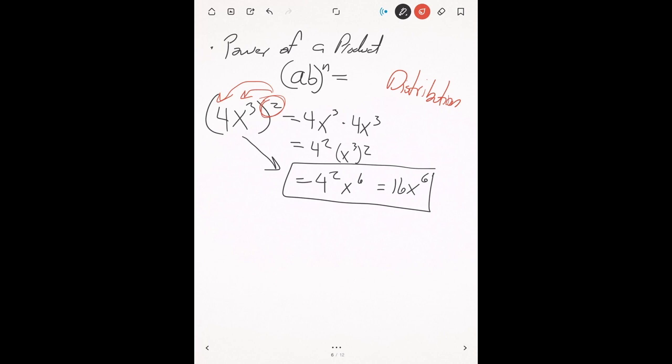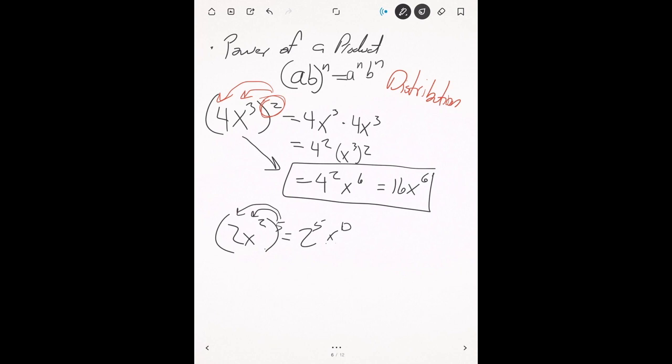So let's try another example. 2x to the second, whole thing to the 5th power. Well, that's 2 to the 5th times x to the 10th. That's it. 2 to the 5th times x to the 10th. And all we did was we took that 5, we applied it to the 2, and we applied it to the x squared. Our property says that you can take that exponent and apply it to everything in the parentheses.